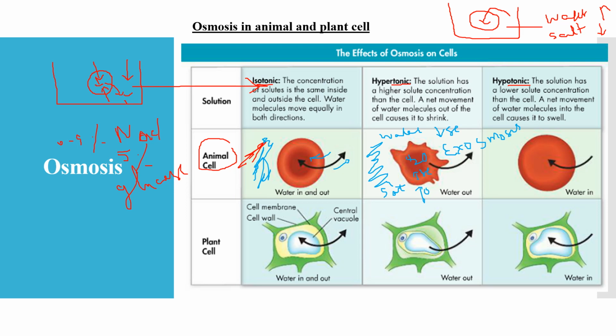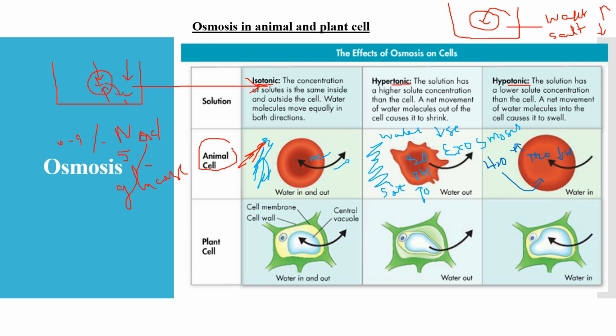Whereas in case of the hypotonic solution, here the water is more and inside water is less. So in that case water will move from high to low concentration, so water will move from outside to the inside, and because of that the cell will become turgid. And if this entering of water molecules keeps continuing, then the cell will swell and will burst, and after some time this animal cell will burst.